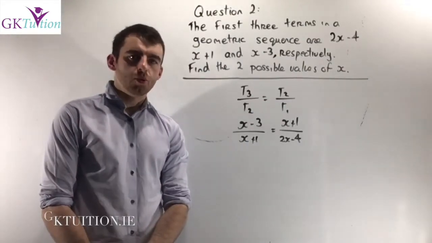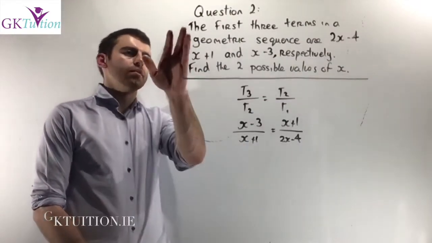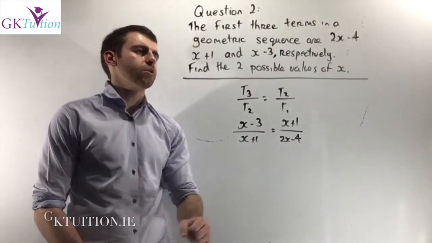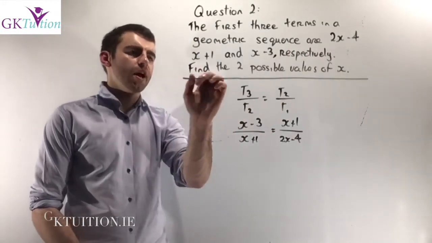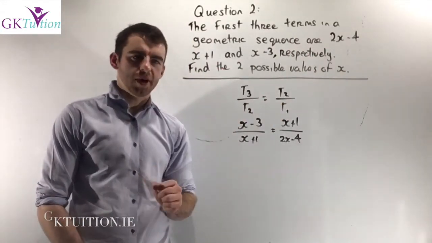Okay, question 2 is more or less the same as question 1. I've told you the first three terms in a geometric sequence are 2x minus 4, x plus 1 and x minus 3 respectively.